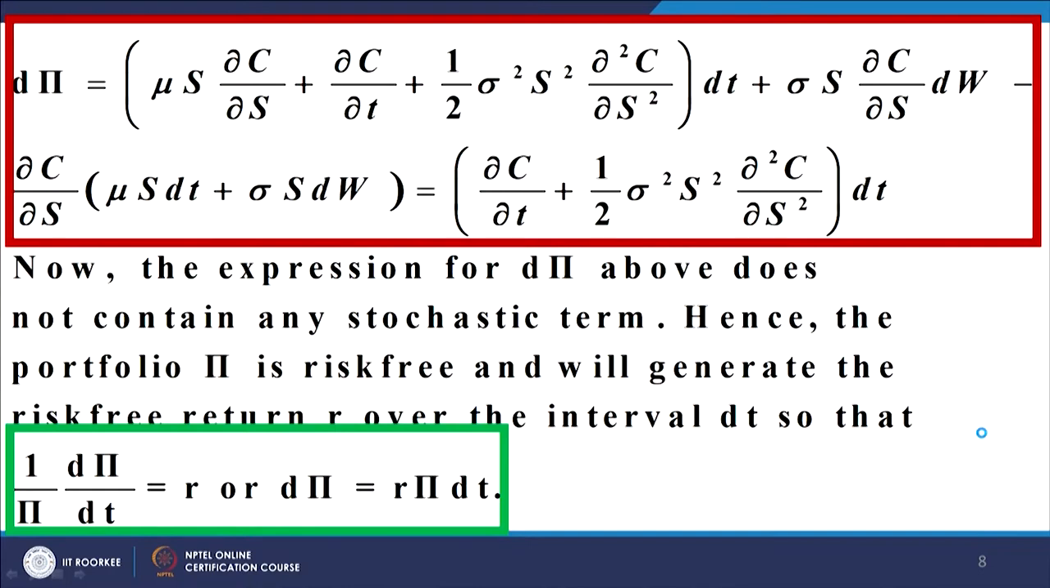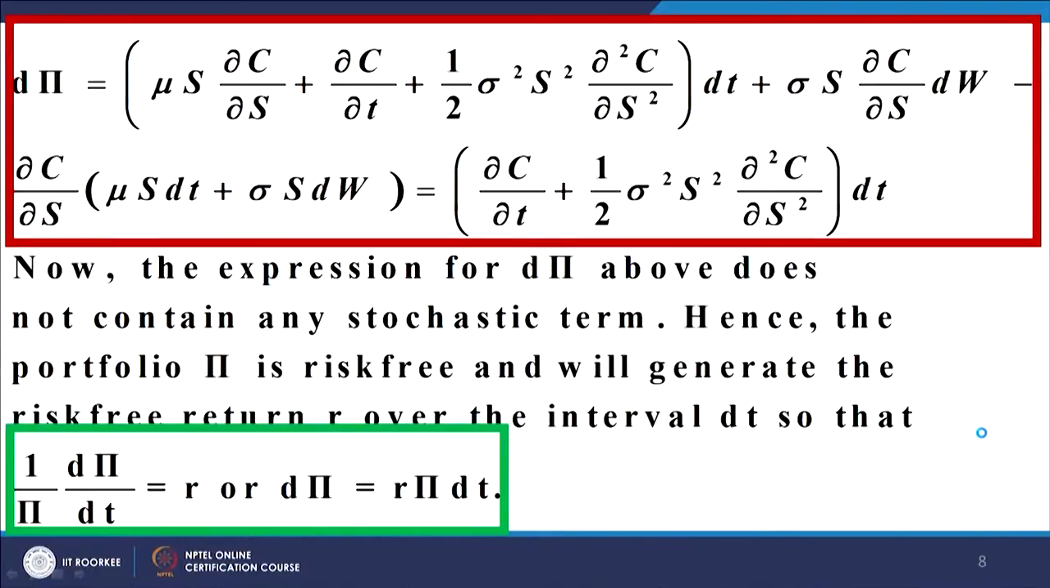Why is this possible? Because you can see clearly that both are being modeled by the same Brownian motion. The dW that is appearing in dC is the same dW that is appearing in dS. So, the Brownian motion is the same, and therefore, by adjusting the coefficients of dW, we are able to construct a portfolio such that the change in value of the emerging portfolio is independent of dW.